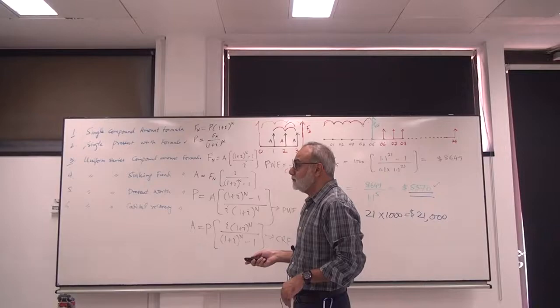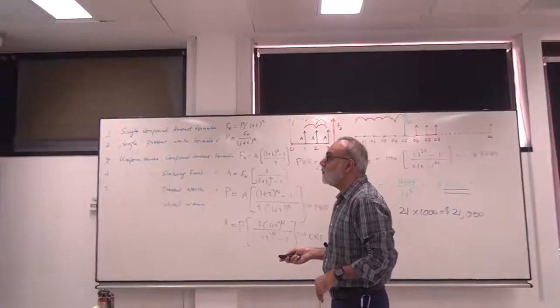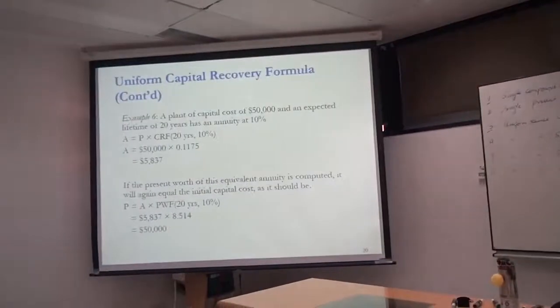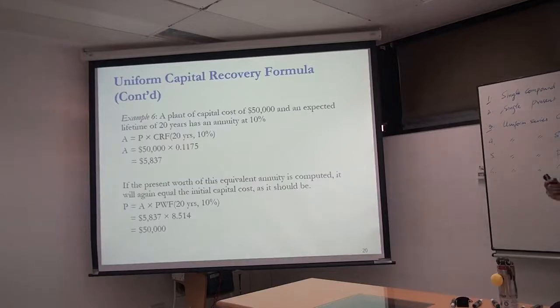Another example, uniform capital recovery formula. This is also a very interesting formula, very useful. A plant of capital cost of $50,000 and an expected lifetime of 20 years has an annuity. We might have to find it at 10%. We just use the formula of this one, capital recovery, and we have $50,000 present value. We use the formula to get 5,837.